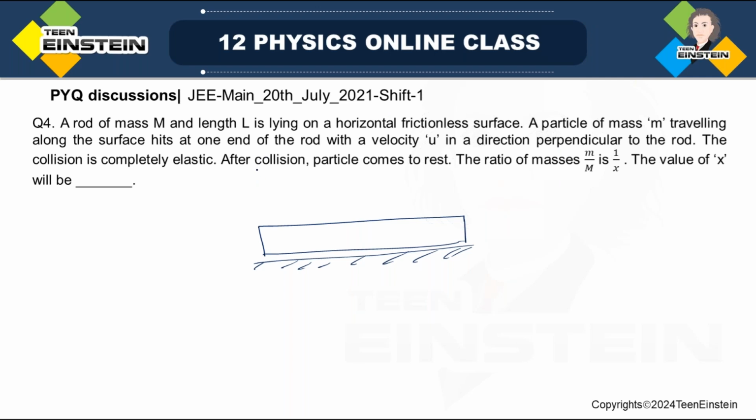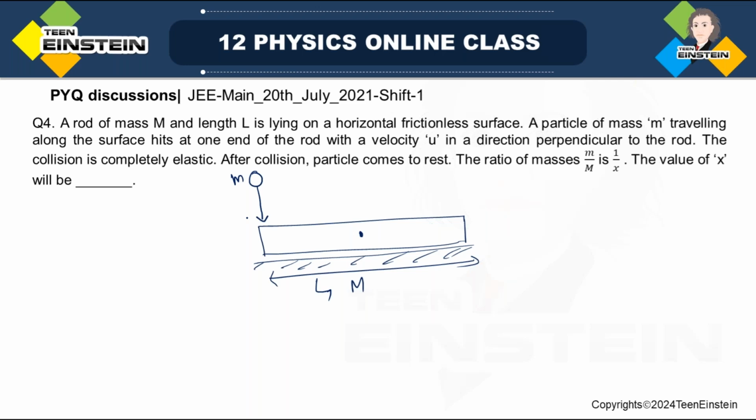So there is a particle of mass small m which hits one end. So this has got mass m, right? Let us say this is the center of mass of this rod, and this has got a length L, as you see. So this has got length L and mass m.